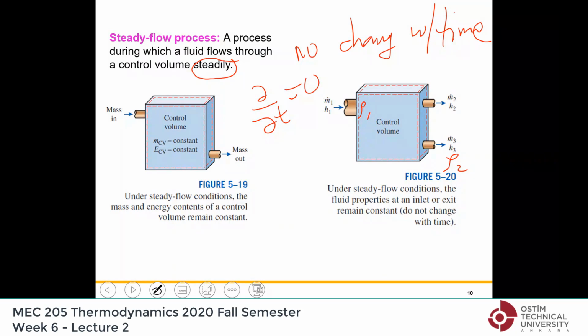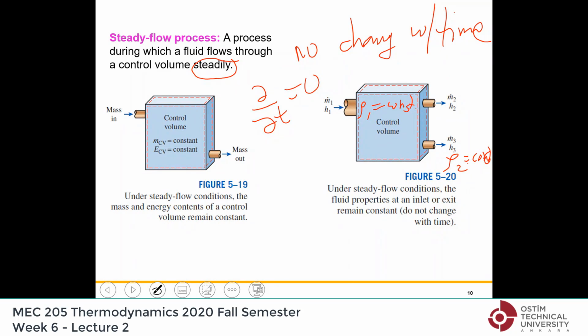after let's say 1 hour, 2 hours, still there is no change here. This is constant. So is this one. This remains constant. Okay. So you may have change with location, so spatial variation, but you cannot have change with time at a specified point. So no temporal changes there.